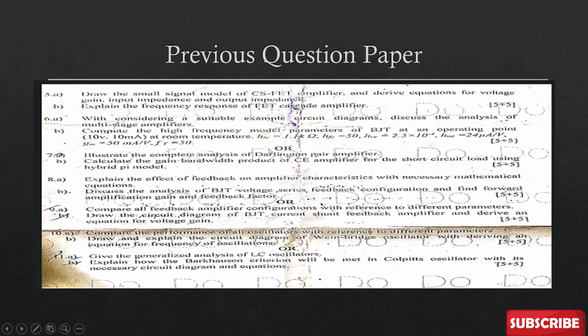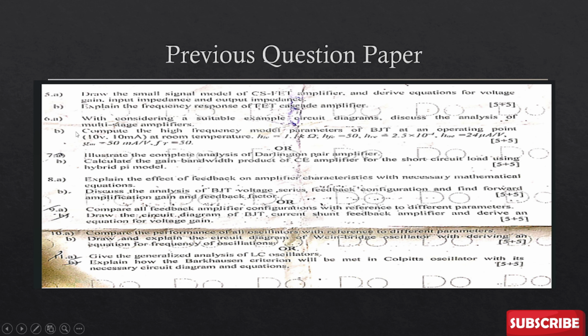5A. I'm really sorry, this is not clear, but yeah, 5A is from second unit. Draw the small signal model of CS FET amplifier and derive equations of voltage gain, input impedance and output impedance. Explain the frequency response of FET cascade amplifier. So frequency response here we have.